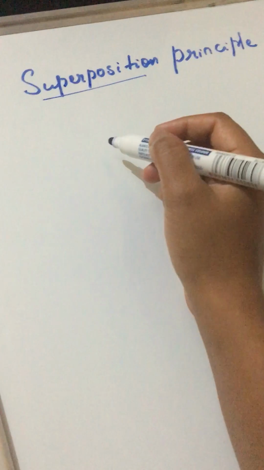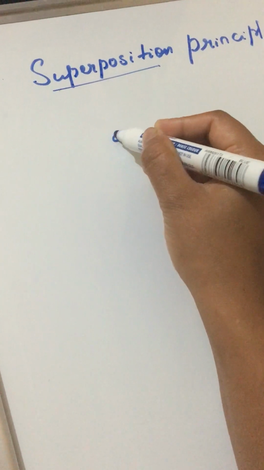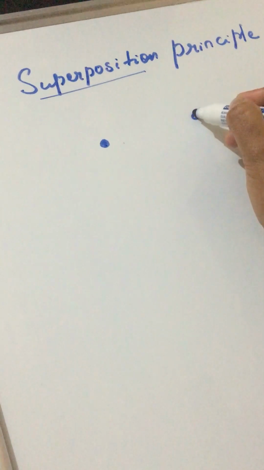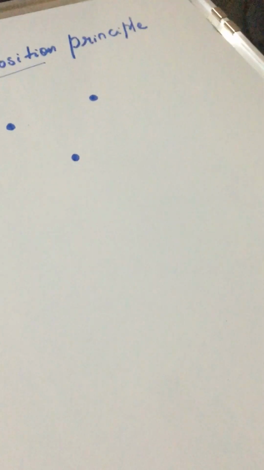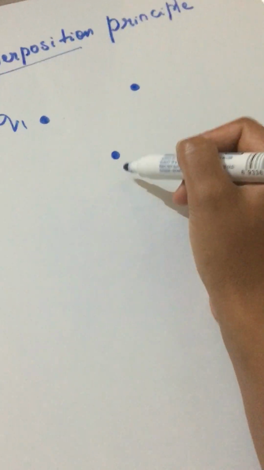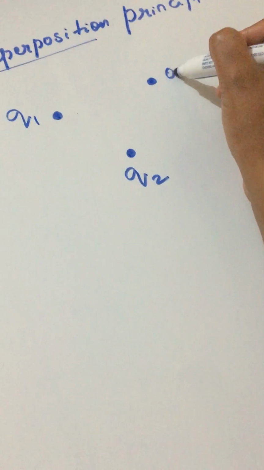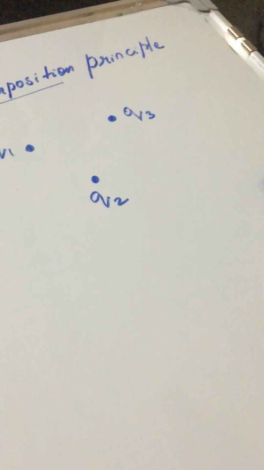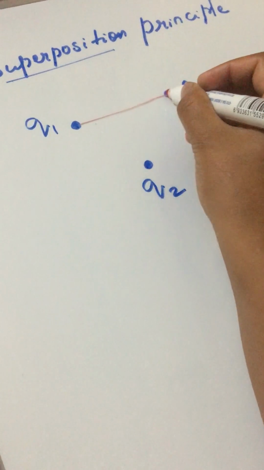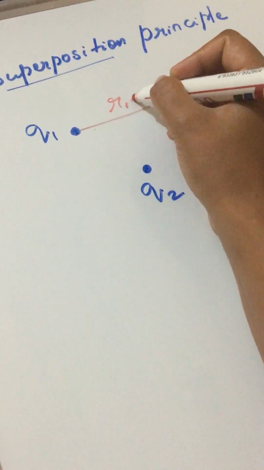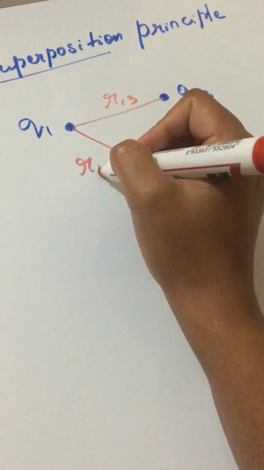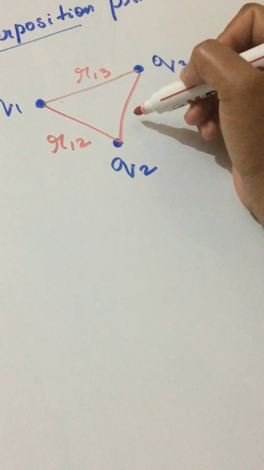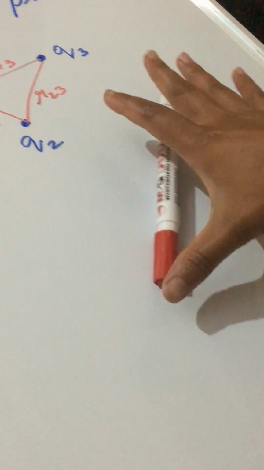So far, till Coulomb's law, we have learned only about 2 point charges, right? Now suppose, let me consider a system with 3 point charges, say q1, q2 and q3. Let's say the separation between the charges is r13, r12, and r23. That means these are the magnitudes of the charges.